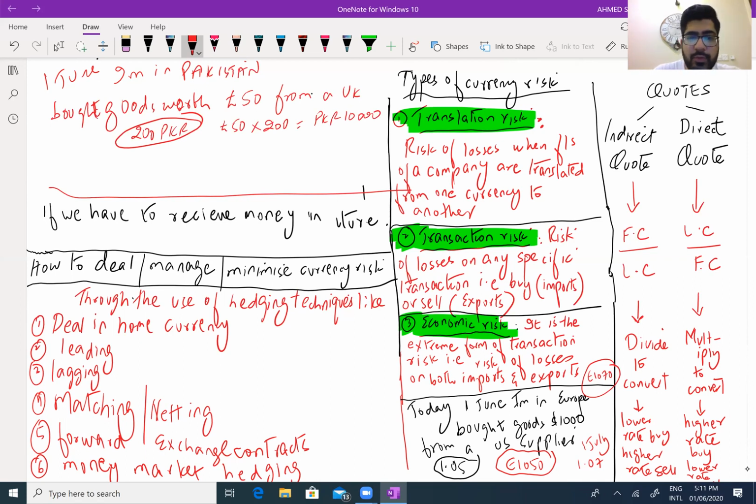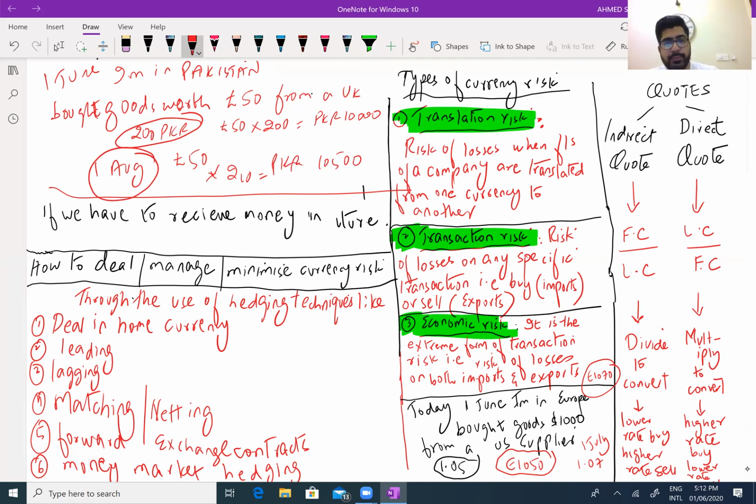The UK supplier was good. He offered me 2 months credit and told me to pay on 1st August. On 1st August, I went to the money changer and told them that I need to send 50 pounds to this bank account. The money changer won't oblige me. He would say, you need to send 50 pounds, give me the equivalent PKR. I said, okay, I'm giving. What is the rate? He said, today's rate is 210 PKR. Okay, I had to pay Pakistani rupees 10,500.